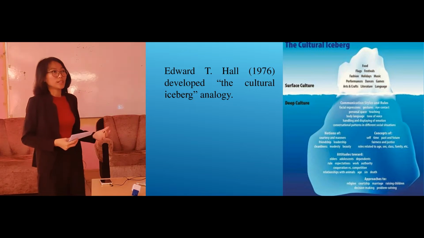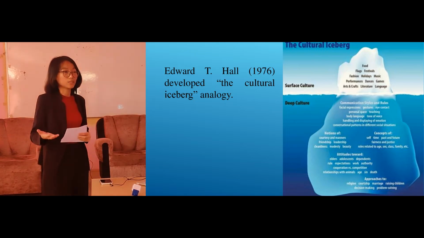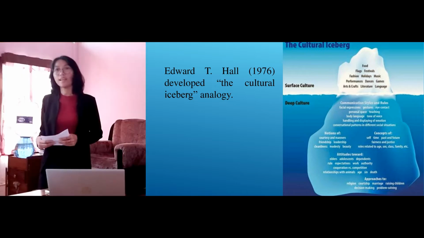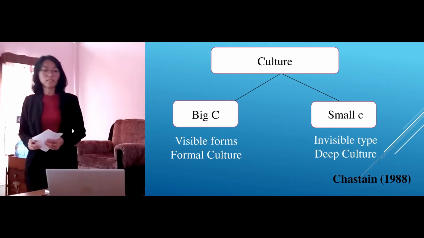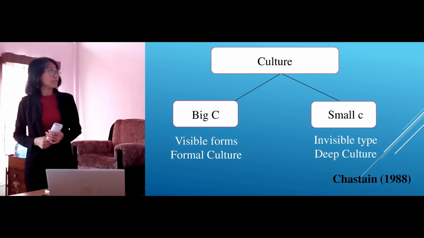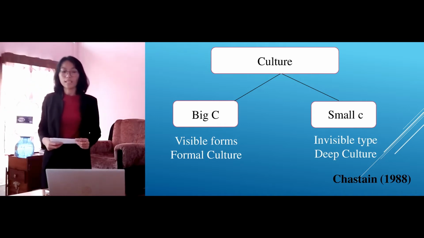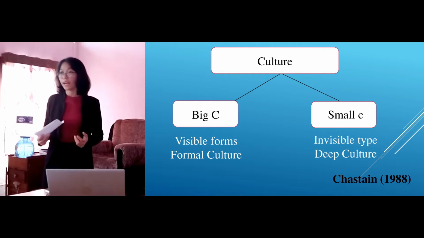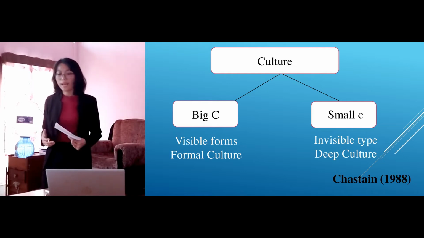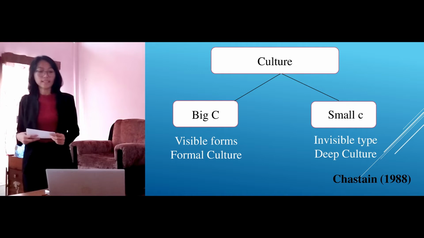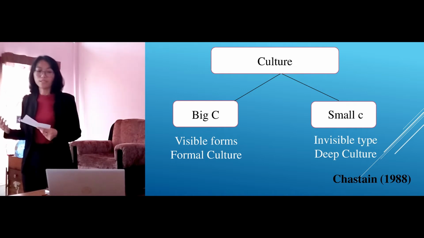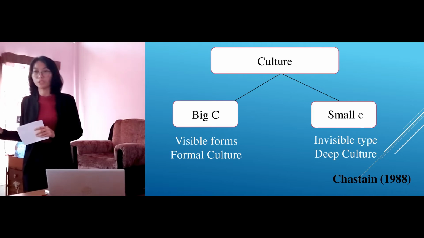It refers to the attitudes of the particular members of the particular culture, their beliefs, and their patterns of communication. It refers to the deep culture. And then in 1988, Chastain categorized culture into big C and small c. Big C refers to the visible form of formal culture, which is the literature, fine art, and intellectual products of the particular culture. And the small c refers to the invisible type or deep culture of the particular society.